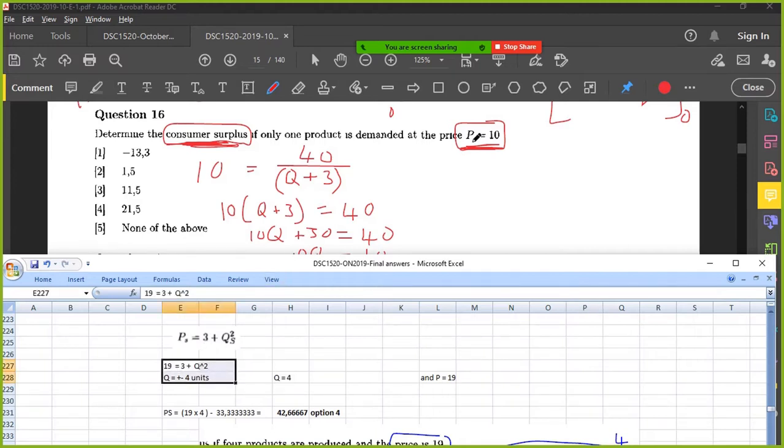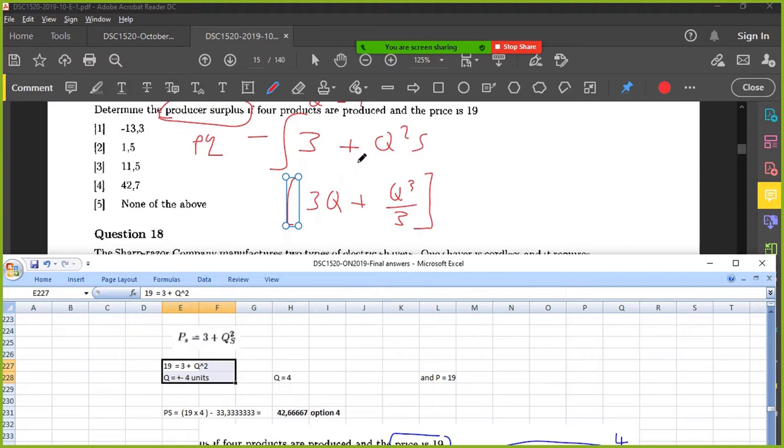There's the PS equals that. Substituting the P. The P here was 19. Okay, so to work out the Q, if I plug in 19, 19 equals 3 plus Q squared. Obviously I'm going to subtract, so I'll have 16 equals Q squared. Then obviously Q can be plus or minus 4. But you can't have negative quantity, so Q must be 4. Right, so now you've got Q 4 and P 19.